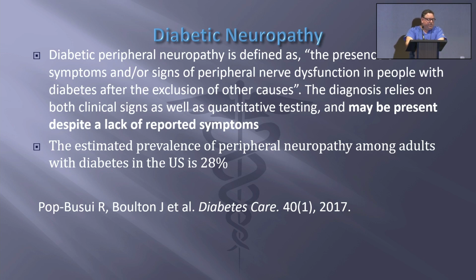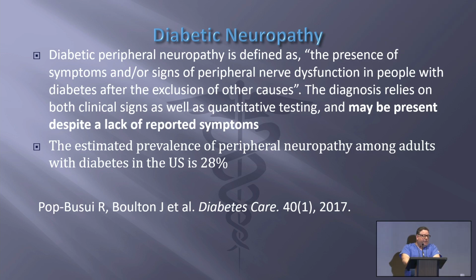This is the definition by Dr. Bolton. Diabetic peripheral neuropathy is defined as the presence of symptoms and/or signs of peripheral nerve dysfunction in people with diabetes after the exclusion of other causes. We certainly talked about nerve compression and other things that can result in neuropathy. And once again, not every patient that comes to my office with a diabetic foot ulcer, with Charcot arthropathy, with a foot infection, is a diabetic. They're neuropathic, but they're not diabetic.